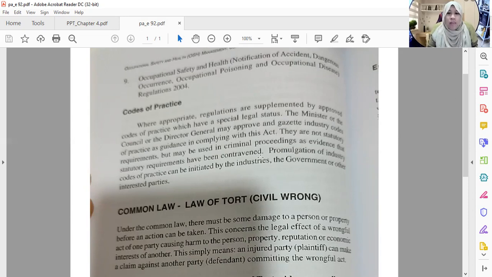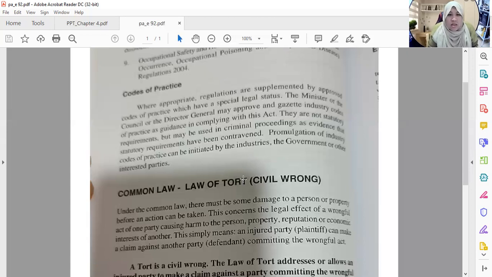contravened. So they state here that even though they are not statutory requirements, they may be used in criminal proceedings as evidence that the statutory requirements have been contravened. Whatever involves criminal proceedings, they will use as evidence to make sure the statutory requirements that are contravened are identified. Promulgation of industry codes of practice can be initiated by the industry, the government or other interested parties. I believe that is the reason for the need of the code of practice, because we want to make sure that the legislation is practiced, and that is why they have to comply with the act.